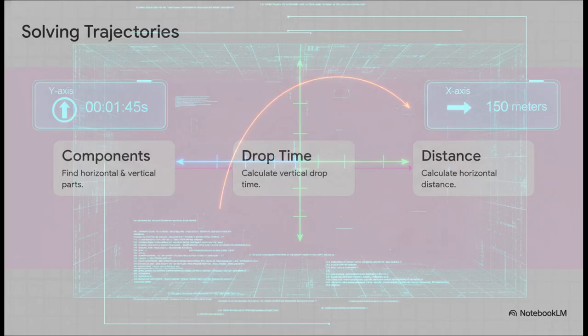So by breaking that initial launch into its x and y components, we're essentially hacking the physics of the real world. We get to solve complex projectile trajectories by treating them as two separate, highly predictable, one-dimensional equations. We just use the vertical axis to figure out exactly how long the object stays in the air, and we use the horizontal axis to figure out how far it travels. It's just a remarkably elegant solution to a multi-dimensional problem.